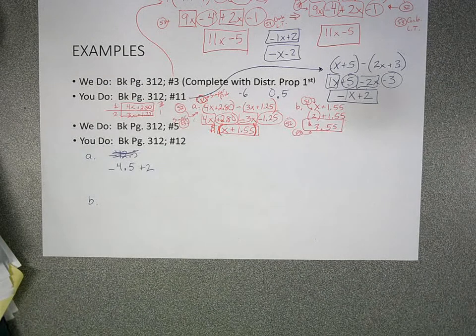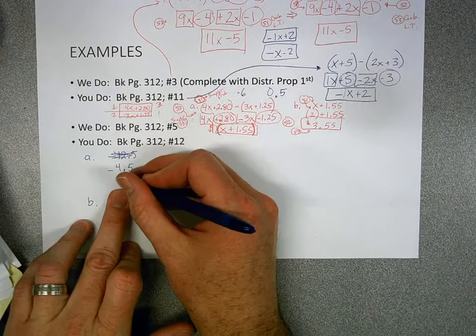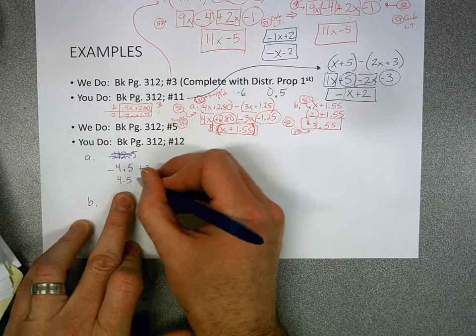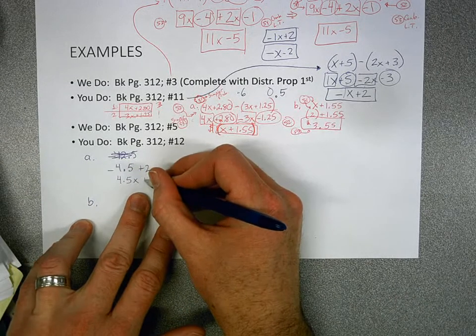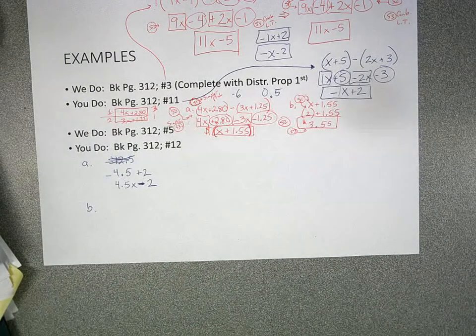Okay, anyone else want to share? I got 4.5x minus 2. Positive 4.5? Yeah, positive 4.5x minus 2. Agree, disagree with that one? Okay, any others out there?